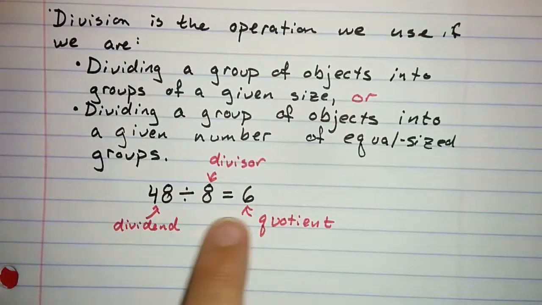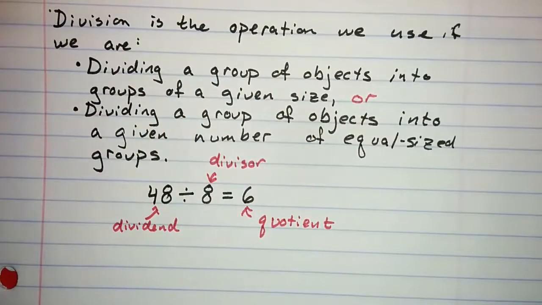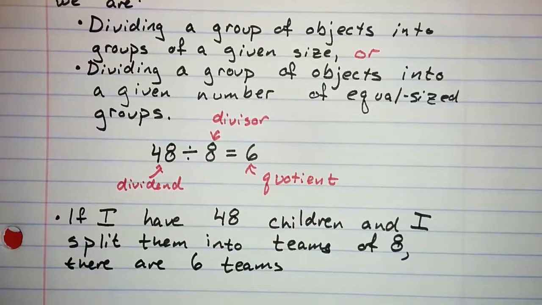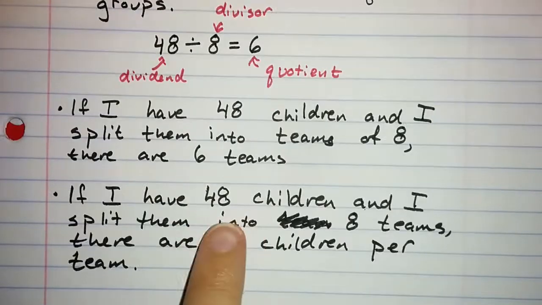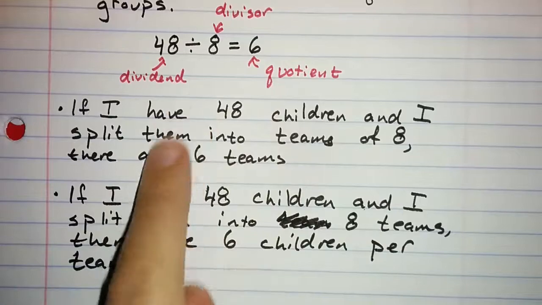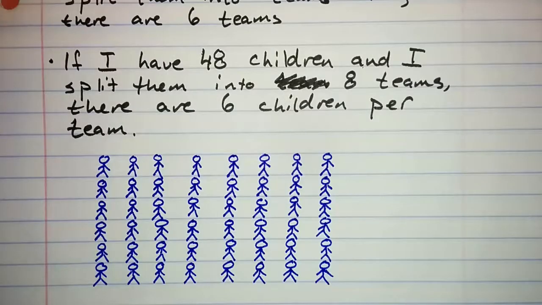How do we understand this division sentence in terms of these two ideas? We could understand it in two ways. We could understand this as meaning if I have 48 children and I split them into teams of 8, there are 6 teams. Or as saying, if I have 48 children and I split them into 8 teams, there are 6 children per team. Let's look at a picture to understand why these can actually be described with the same sentence.